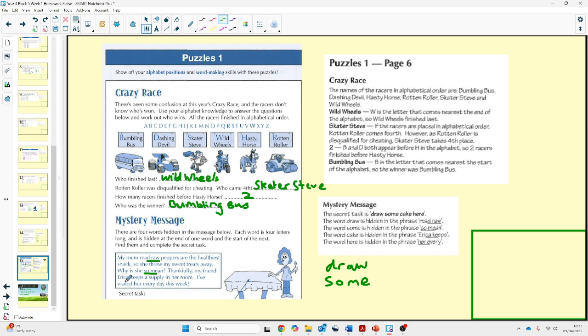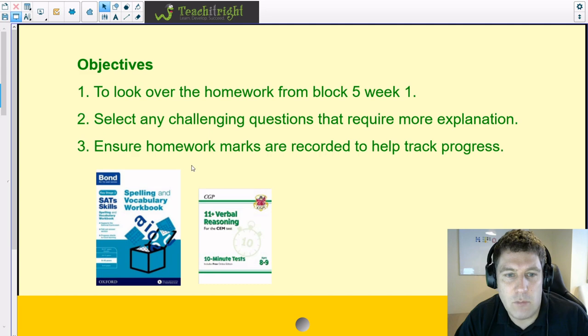And then if we go down between Erica and keeps, we've got the word cake. These 4-letter words. So draw some cake. And then finally, between her and every, we've got the word here. So hidden 4-letter words: draw some cake here. Oh, so that's exactly what you should do. So on the table there's a little arrow. Hopefully you can draw yourself a little cake there. Put some candles on it, and that'll be your drawing of your cake.